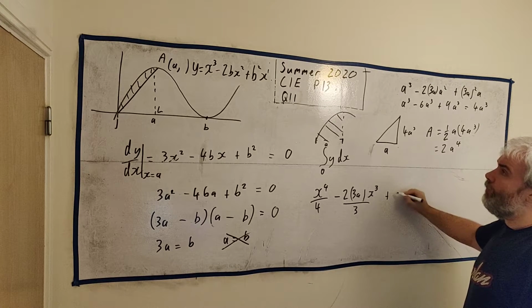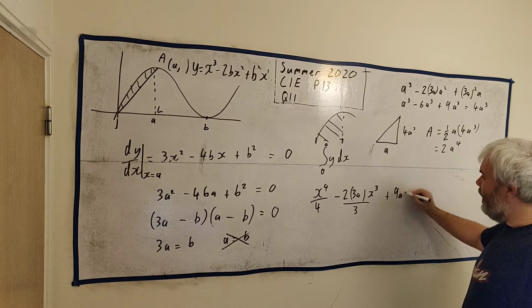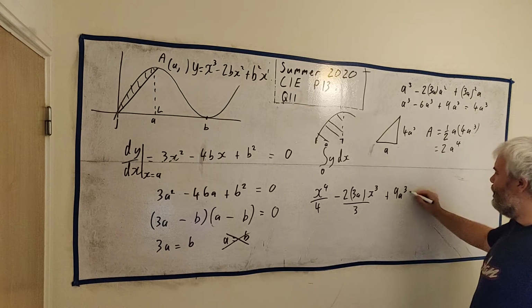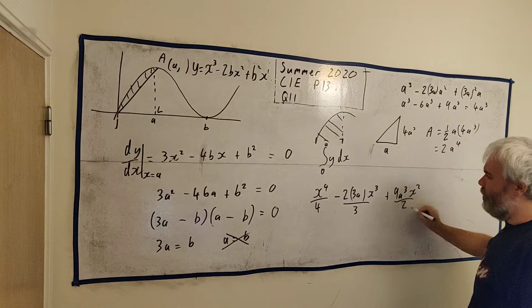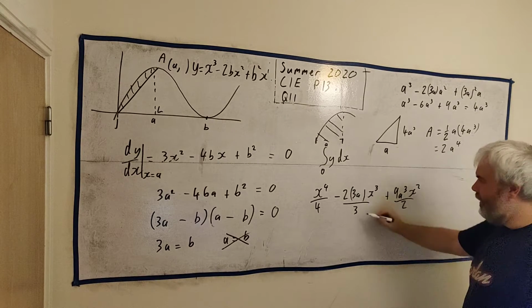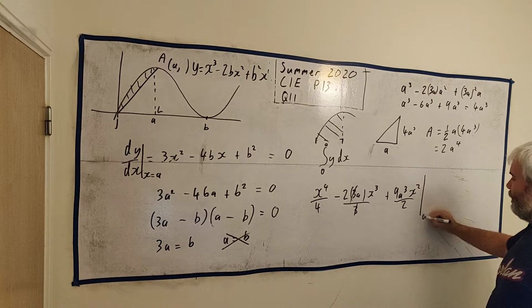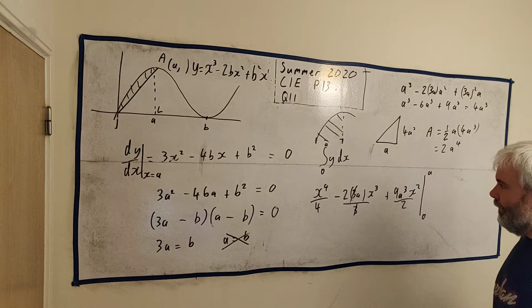Next term is b squared. Again, that's 9a squared, just like up here. And 9a squared times x to the power 2 divided by 2. Alright, 3 divided by 3, that's gone. All of this is evaluated between 0 and a.